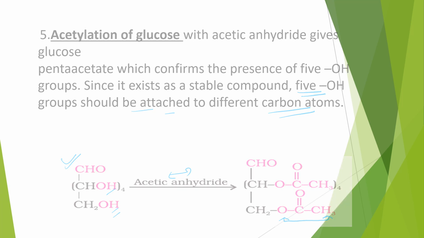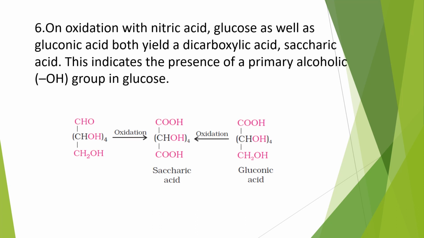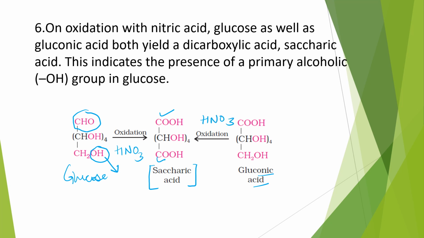Now next reaction is the oxidation reaction with nitric acid. If glucose undergoes oxidation in presence of HNO3, the aldehydic carbon and the hydroxy group of the last carbon change to carboxylic acid, and this is named saccharic acid. This is a dicarboxylic acid. Similarly, if gluconic acid undergoes oxidation in presence of HNO3, it leads to the formation of saccharic acid. It is a dicarboxylic acid. So in gluconic acid also this hydroxy group changes to COOH group. This indicates the presence of a primary alcoholic group in glucose.